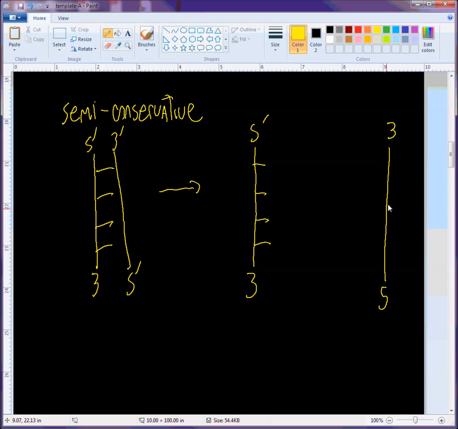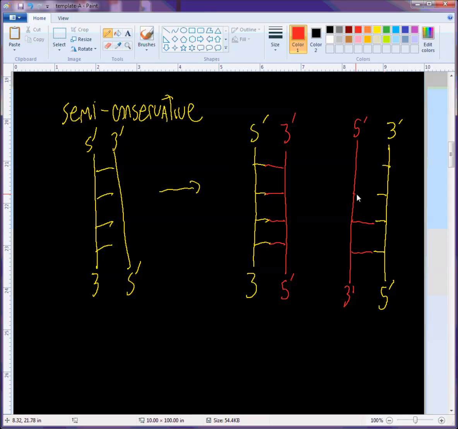Okay, what am I doing here? What is this crazy professor doing? Well, what I'm doing is I'm showing you that of the two DNA molecules that are produced after replication, each one of them is made up of a new strand of DNA and an old strand of DNA.